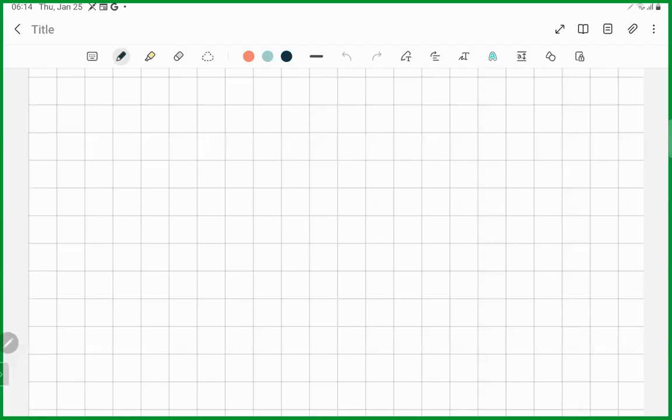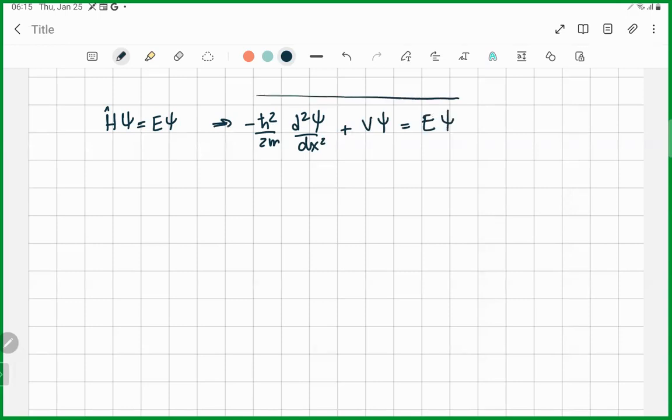Okay, so we are now going to solve that time-independent Schrödinger's equation. Remember what this Hamiltonian operator is? We have the second order derivative and the potential. So this is what we saw, the time-independent Schrödinger's equation. And we are now going to solve it.